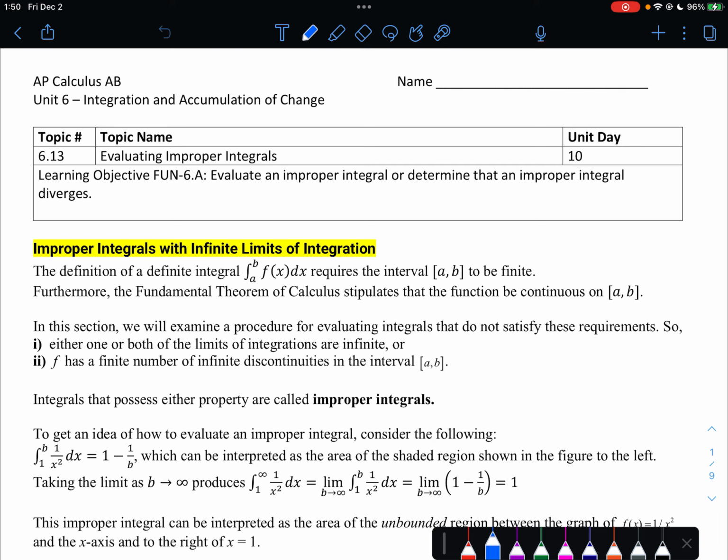In this video we're going to take a look at integration and evaluating improper integrals. There's a couple different types of improper integrals. We're going to look at all the types that we can figure out today, and we'll take a look at our approach to them, which is going to be involving limits.